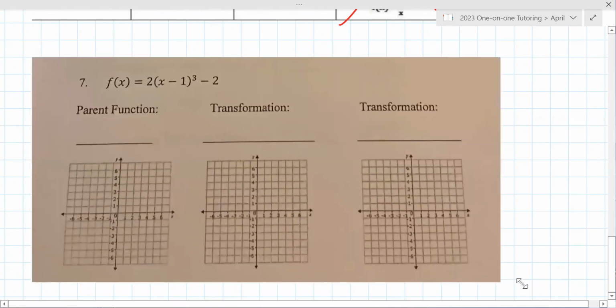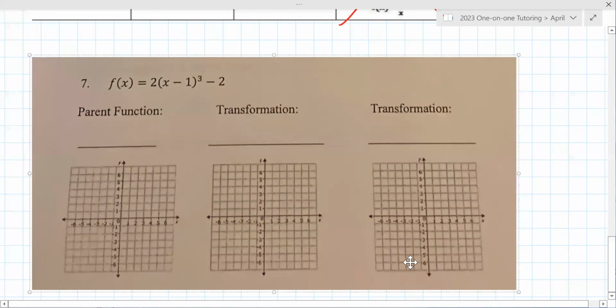All right, here we go. Let's look at number 7. Do you have a question? No, I don't think so.